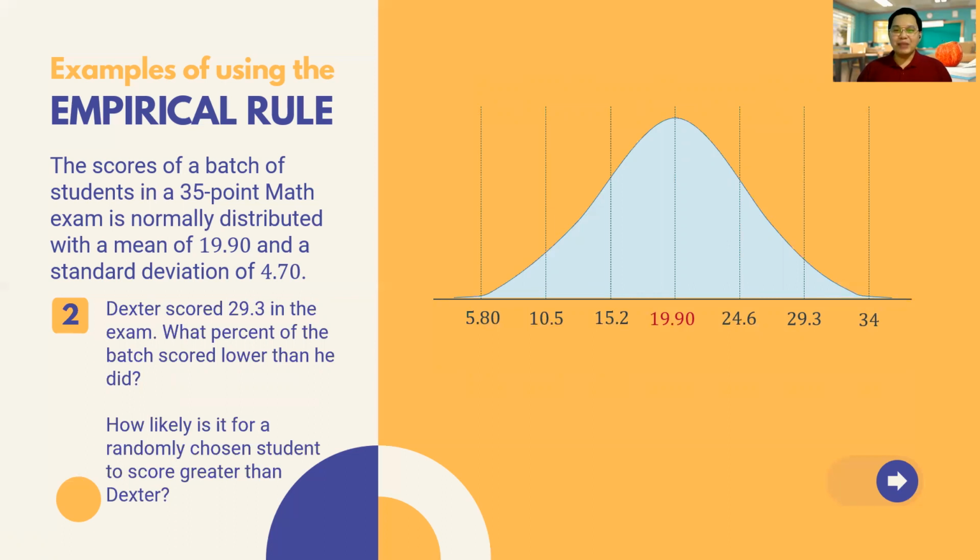We're dealing with the same distribution, so we're going to make use of the same representation of the normal distribution that we presented in the previous slide. But this time, what I want us to do is to identify or locate where Dexter's score is along the x-axis. So Dexter's score of 29.3 places him exactly at 2 sigma or 2 standard deviations away from the mean. It conveniently, let me use the modifier conveniently, places Dexter at exactly 2 standard deviations away from the mean.